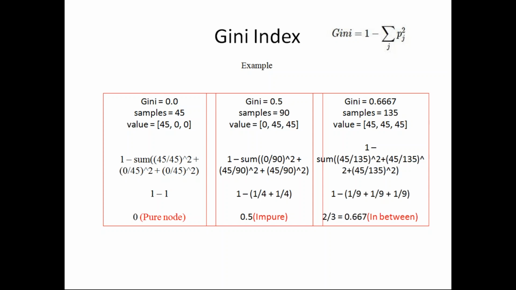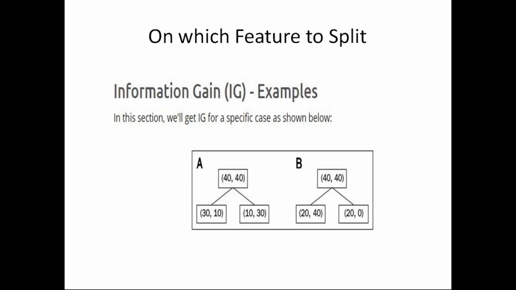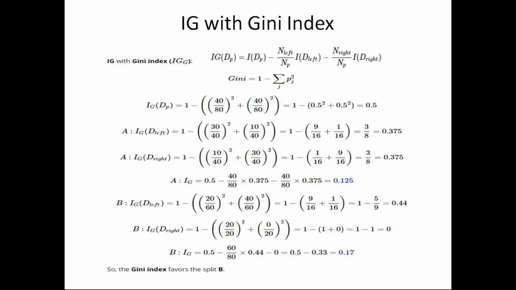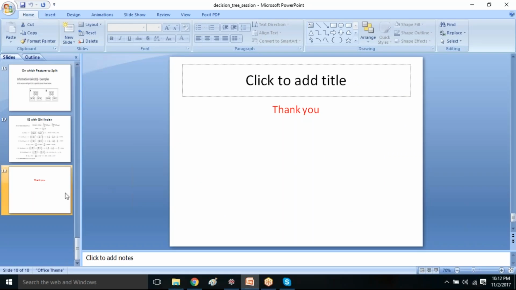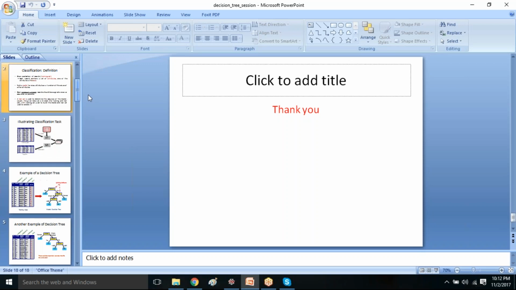Okay. So the more the information gain, the more the chance of selection of that feature. The feature which will have the highest information gain will be the winner. Okay. So shall we continue?